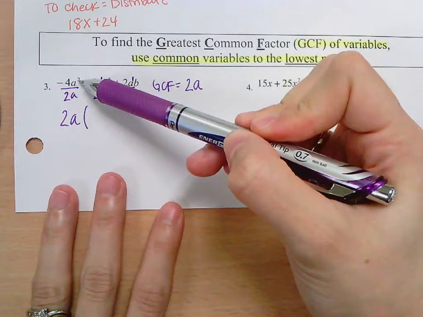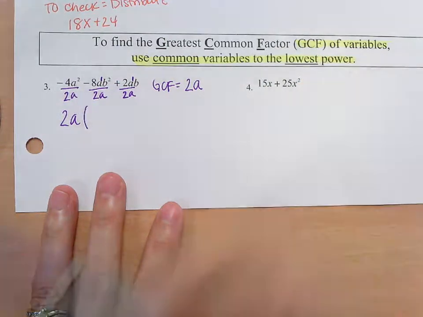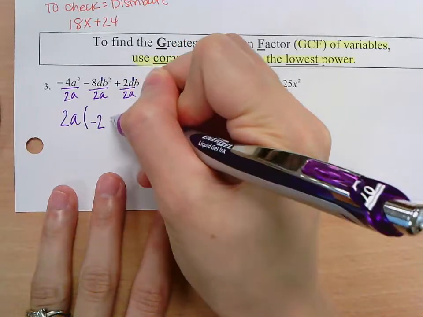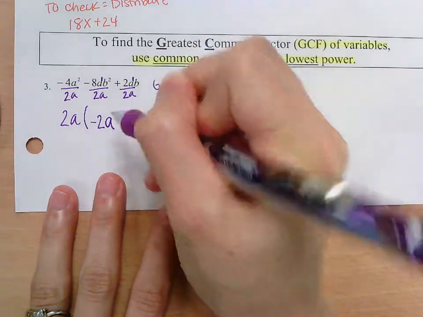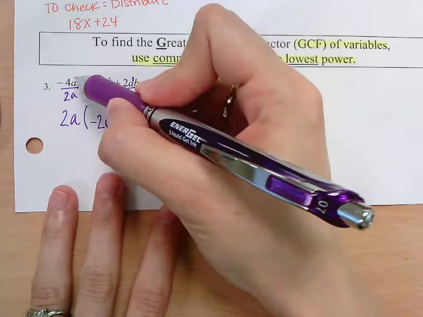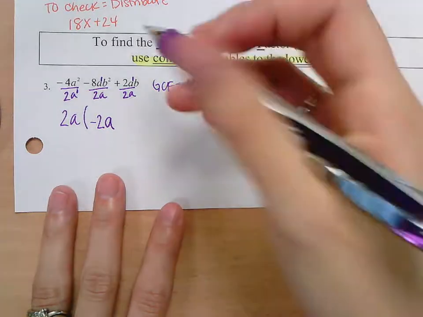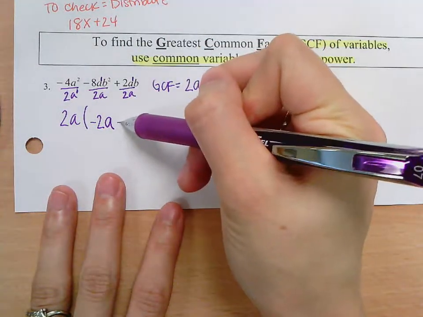So in that first term, -4A squared divided by 2A would be what? It'd be -2, and I still have A, because I have A squared over A to the first. I only took one of the A's away. I still have an A there. Then I'm going to bring down my minus sign.